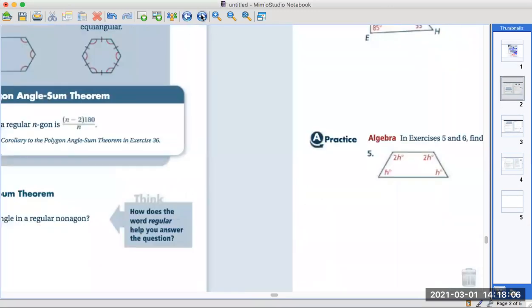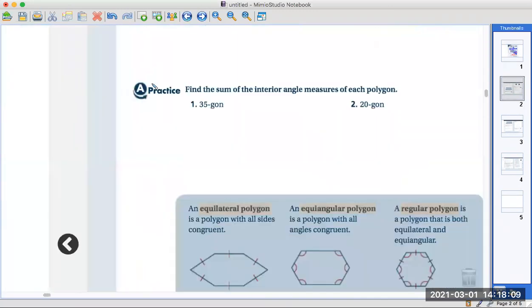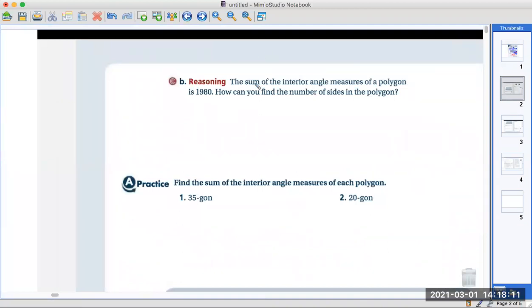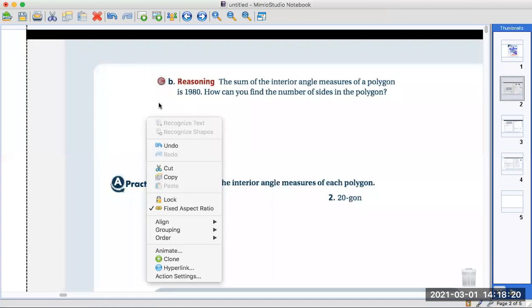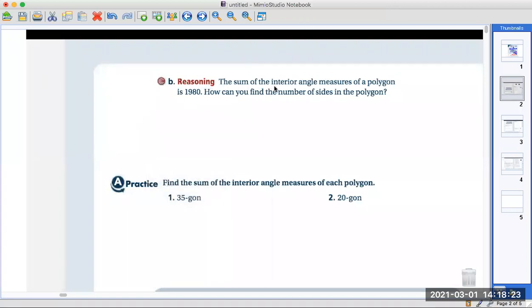And we'll do the top here. Okay, now this is a little bit backwards. We have to find the sides. We know the sum, but we need to find the sides. So let's read the question. The sum of the, again, interior angle measures of a polygon. Well, we don't know how many sides, is 1980 degrees. How can you find the number of sides? So we need to find the number of sides, which is n. Yeah, n is the number of sides.